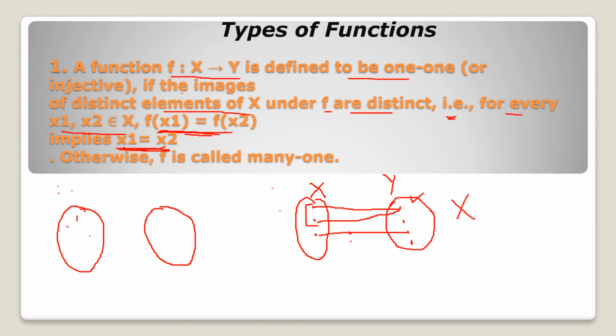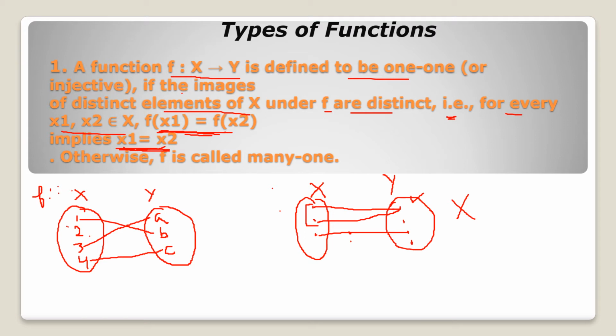Let us say there are four elements, 1, 2, 3, 4, and let here be A, B, and C. And this is a function from X to Y. F is a function from X to Y. So now let the image of 1 be B, the image of 3 be A, and the image of 4 be C.